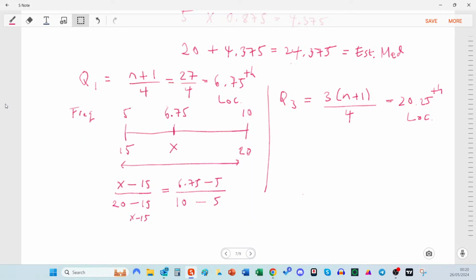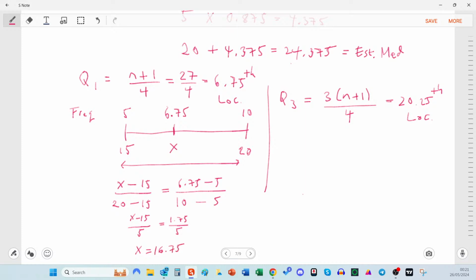Okay, we'll make it work. Essentially what you've got here, if we tidy it up, 20 minus 15 is 5, 10 minus 5 is 5, and 6.75 minus 5 is 1.75. So we'll just do this. We're going to save some rearranging. I'll save you rearranging, and I'll tell you that x is 16.75.